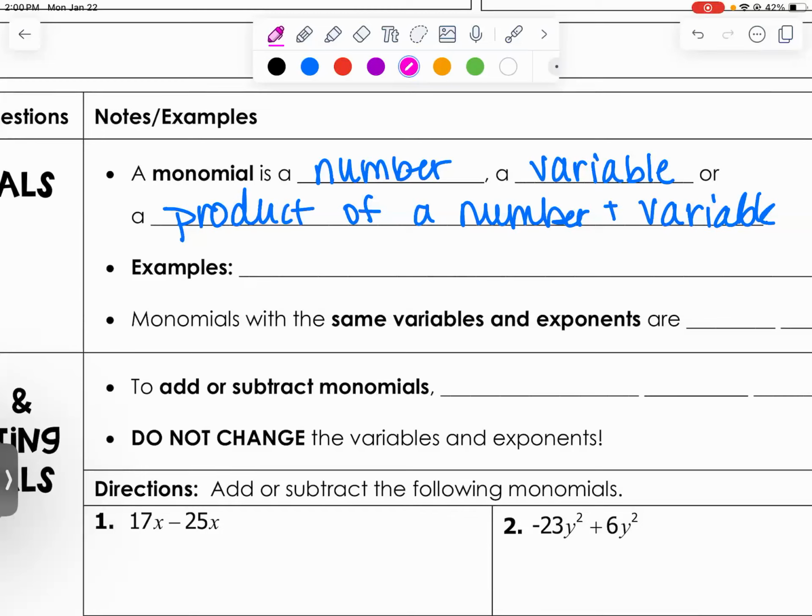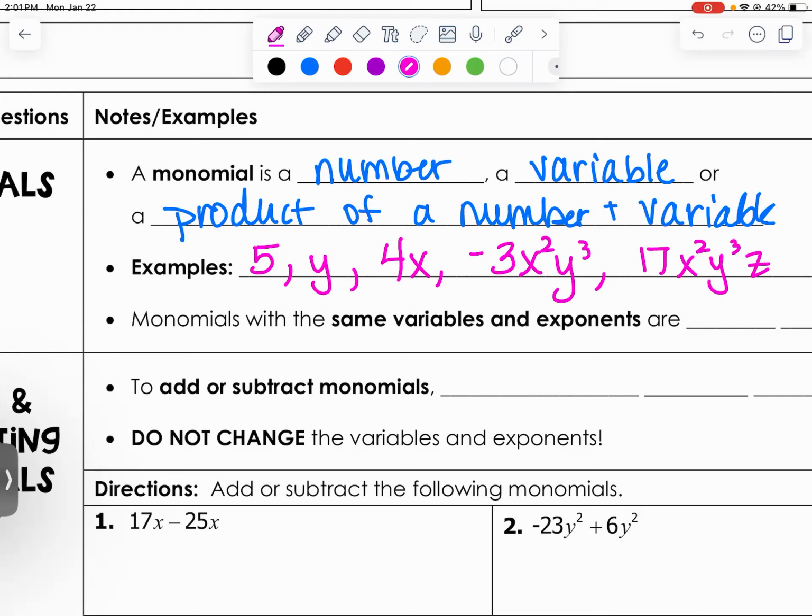Okay, so examples of a monomial: a number, a variable, or a product. So like 4x, or it could be -3x squared y cubed, or it could be 17x squared y cubed z. Those are all examples of monomials. Basically, it's one term.